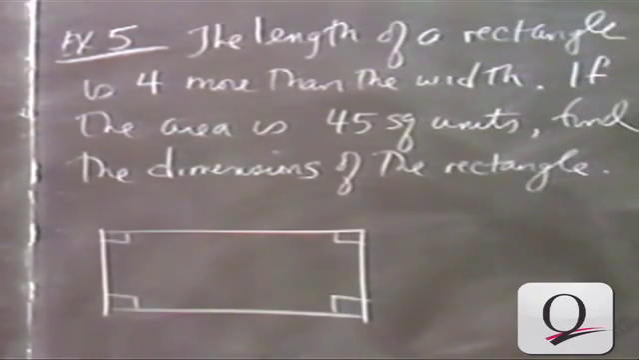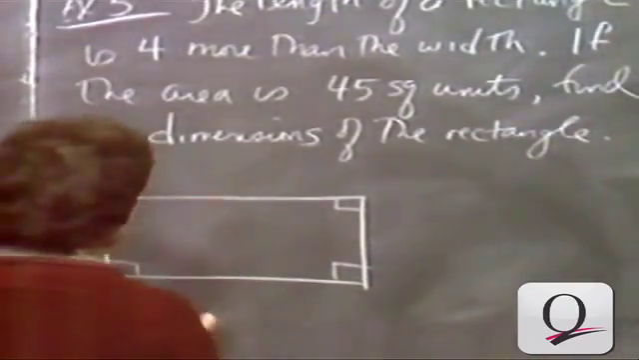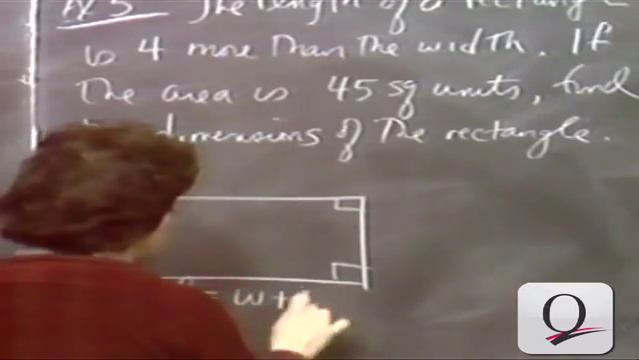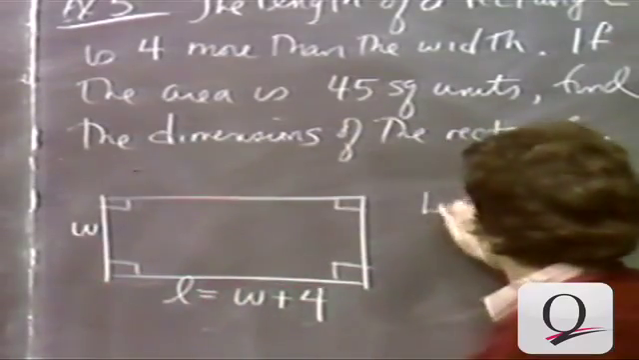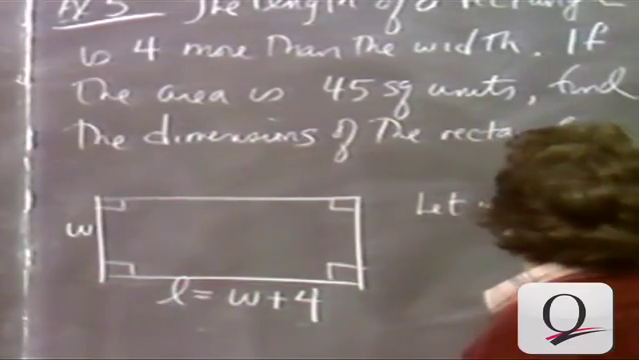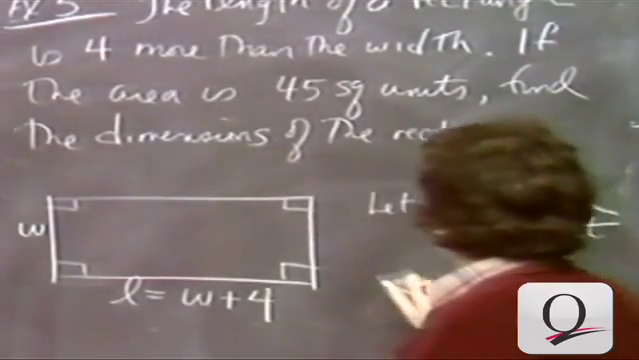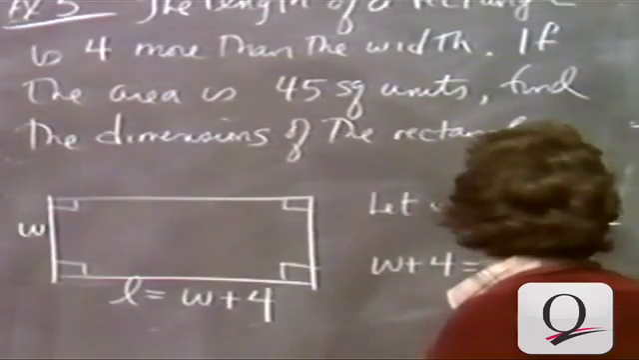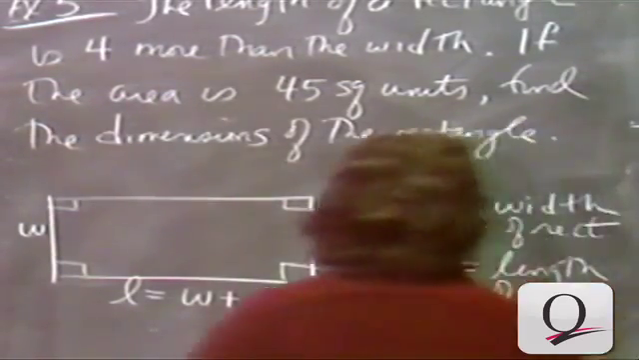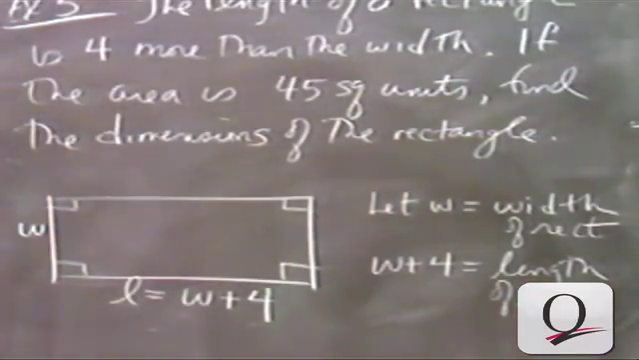The length of a rectangle is 4 more than the width. So if we let the width be w, then the length is 4 more than that. The length is w plus 4. Okay, so let w equal the width, or the number of units in the width of the rectangle, and then w plus 4 is equal to the length of the rectangle. It tells you the length is 4 more than the width.